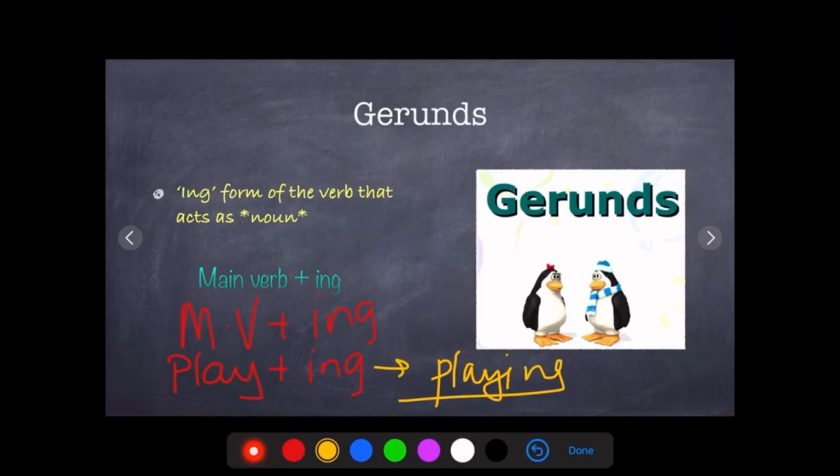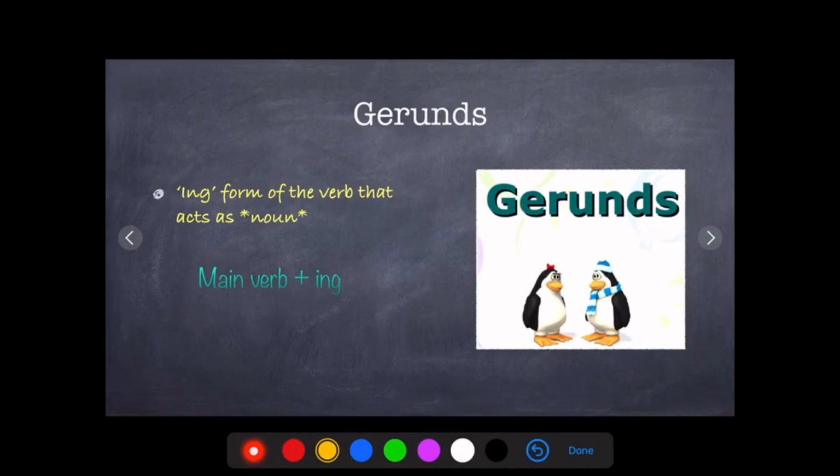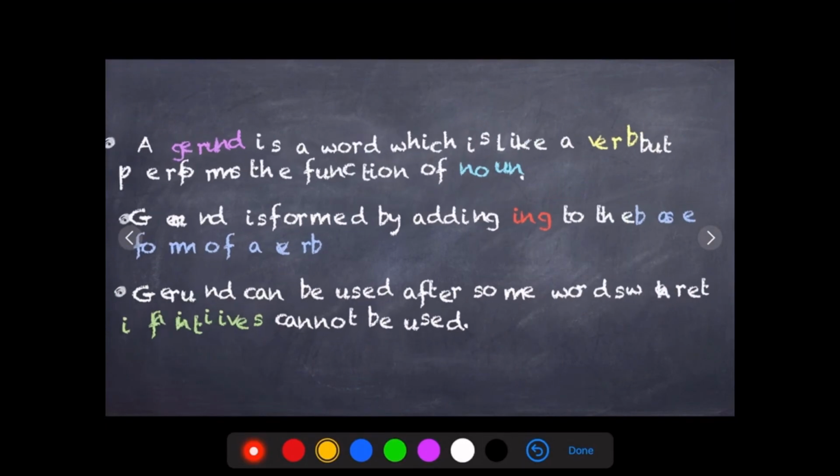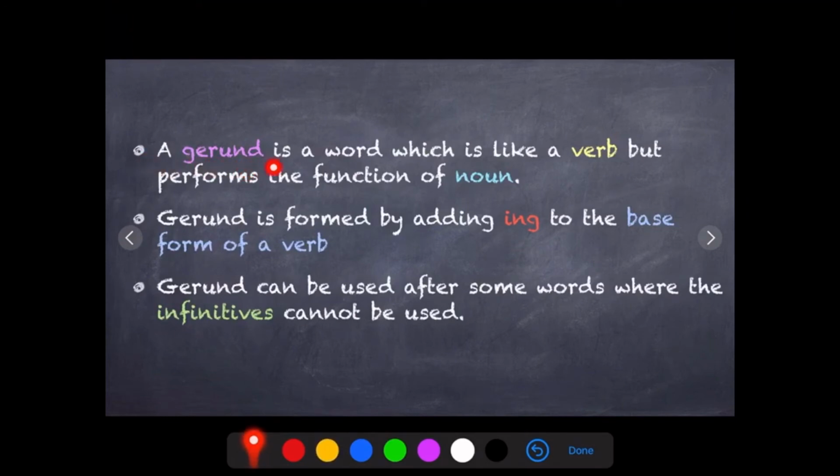Let us see some examples and you'll easily understand. It's not that hard, but seeing through examples will make it even easier. Let us look first at the facts and then see the examples. A gerund is a word which is like a verb but performs the function of a noun. I told you that it is a verb, but it is acting as a noun in a sentence. A gerund is formed by adding ing to the base form of the word, like play plus ing, playing. A gerund can be used after some words where infinitives cannot be used. So a gerund can replace infinitives in a sentence. We are going to see that as well. First, we will see about the gerund.